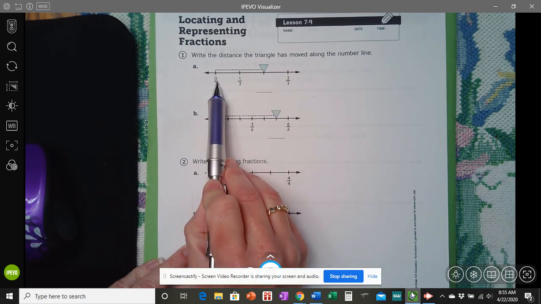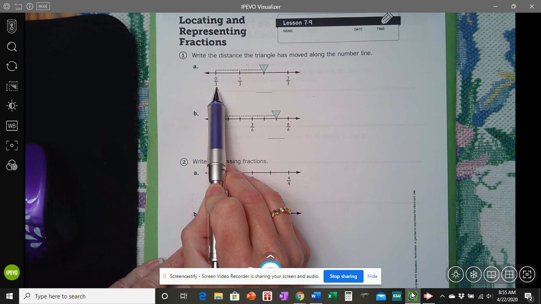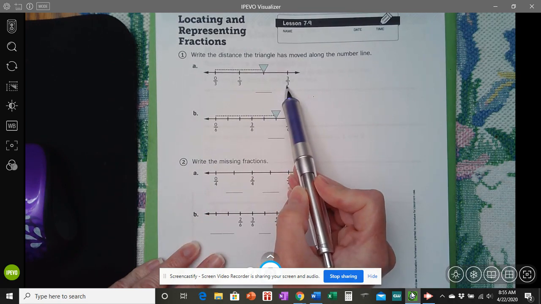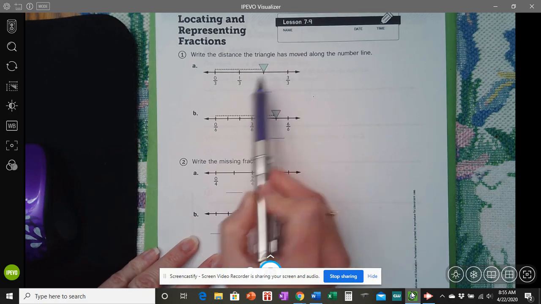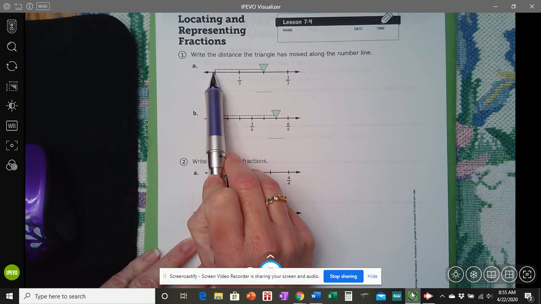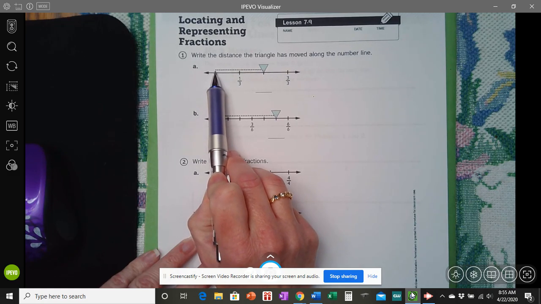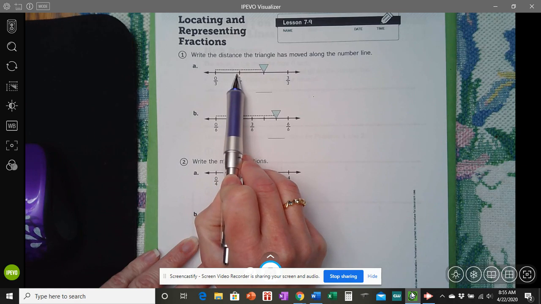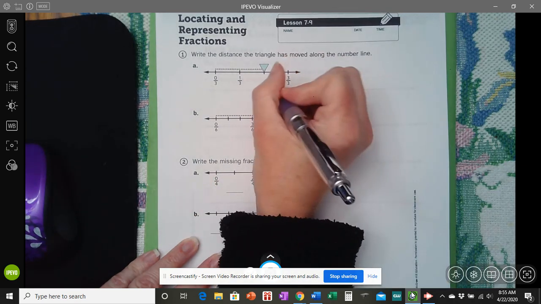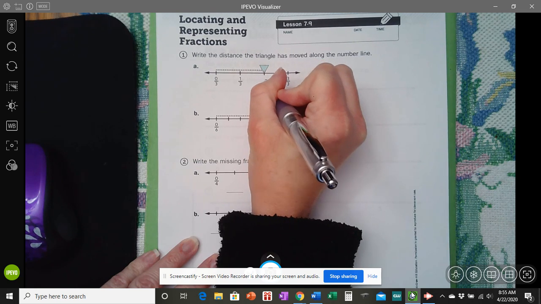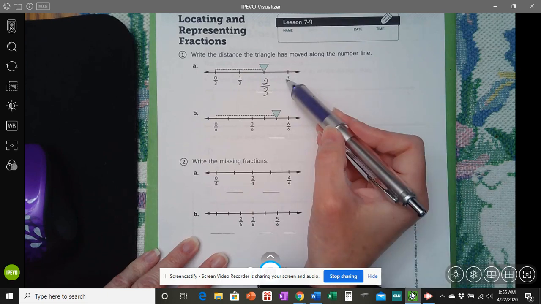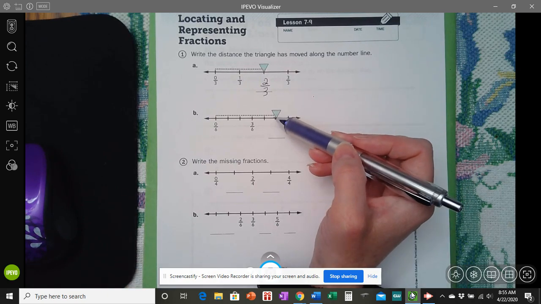line. So here we have 0 over 3, 1 over 3, 2 over 3, and then we have 3 over 3, which is also equal to 1. So write the distance the triangle has moved along the number line. We are going to start at the dotted line here. We move one piece. We move two pieces. So we have moved 2 pieces out of the 3 altogether. So our fraction would be 2 over 3.